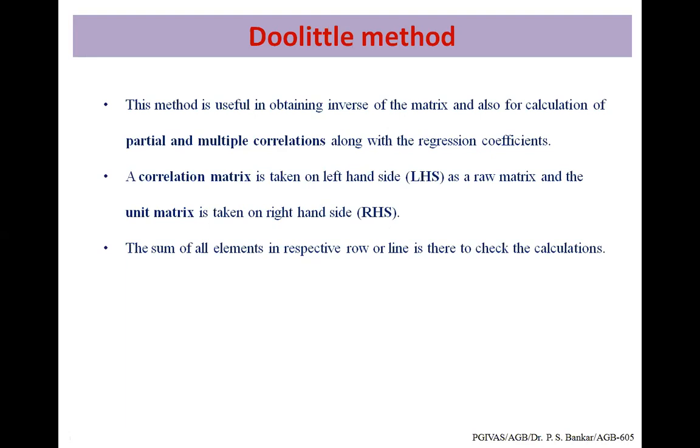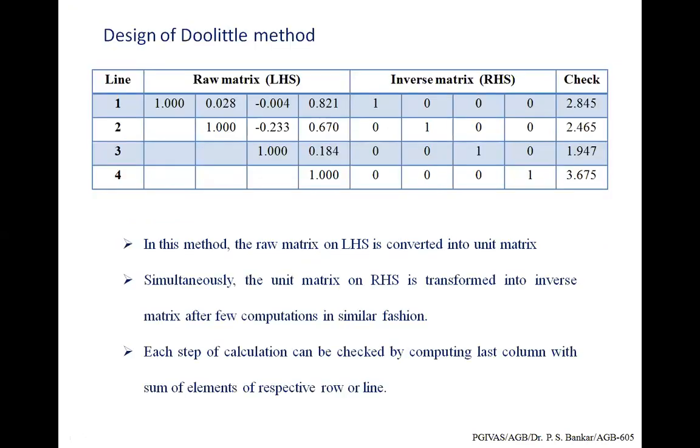So we are going to adjust one by one element, so that whatever unit matrix we have kept on our right hand side and the correlation matrix mentioned on the left hand side, we are going to transform the left hand side to the unit matrix. For example, here is a design of the Doolittle method, where on the left hand side we have kept the raw matrix, and on the right hand side we have kept the inverse matrix, unit matrix 1.